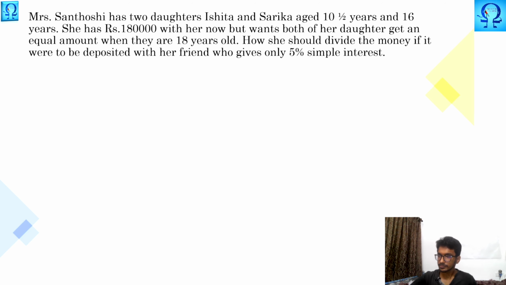Here, what is given? We have some names. Mrs. Santoshi has 2 daughters, Ishita and Sarika, and they are aged 10.5 and 16 years. Some family scenario is going on here, right? And she has rupees 1,80,000 with her now. Once both of her daughters get an equal amount when they are 18 years old. So she is planning the money for their college expenses, something of that kind.